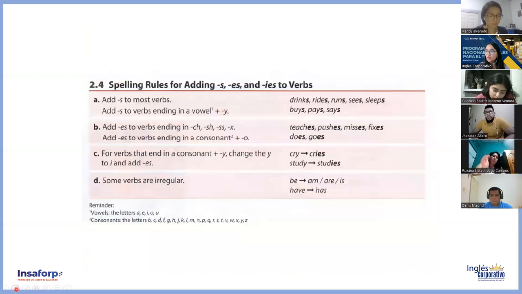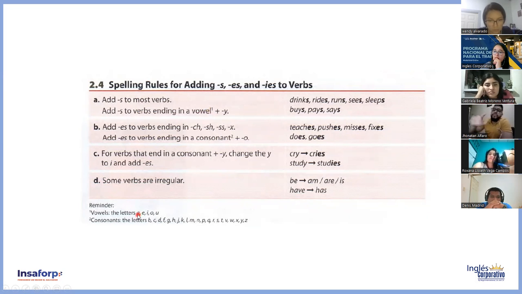Okay. So let's continue with this part, right? Hey, recordemos que a la mayoría de los verbos, cuando estemos hablando de he, she, and it, vamos a agregar s. That is the rule. For example, drinks, writes, runs, sits, sleeps. En el caso que un verbo termine en una vocal, right? Una vocal, a, e, i, o, u, más la y, le vamos a agregar s. Okay, acá el verbo termina en vocal más la Y, vamos a agregarle S. Por ejemplo, buys, comprar, pays, pagar, right, says.